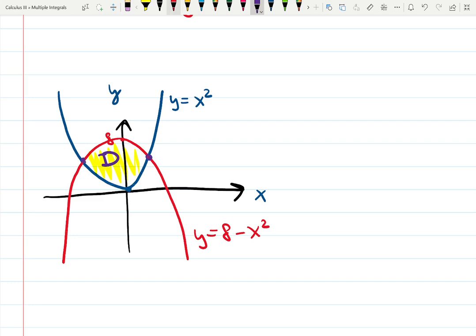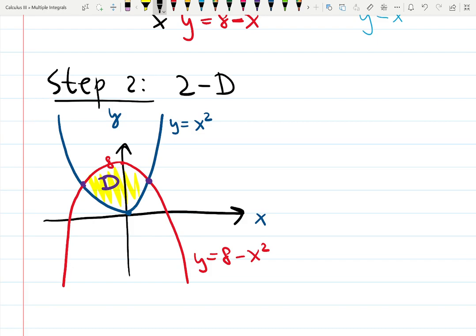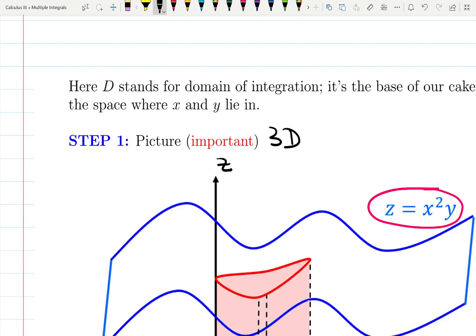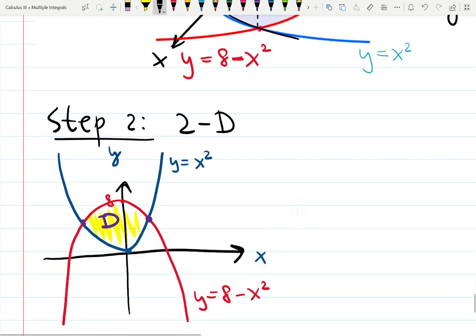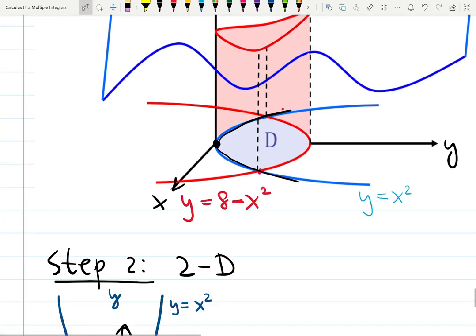And this is case 1. Let's see. So step 1, sketch the 3D picture. Step 2, sketch the 2D picture. So step 1 was the 3D picture, and now step 2, the 2D picture. Here it is. Find points of intersection. This is case 1. How do we know?